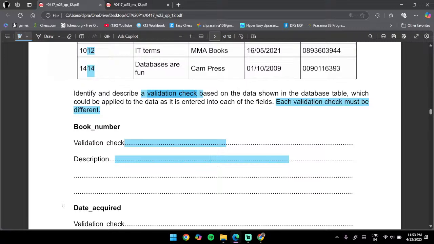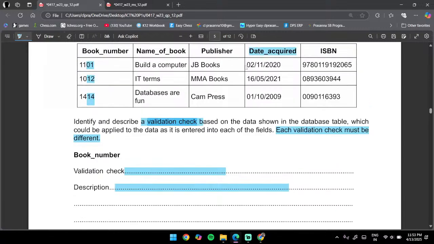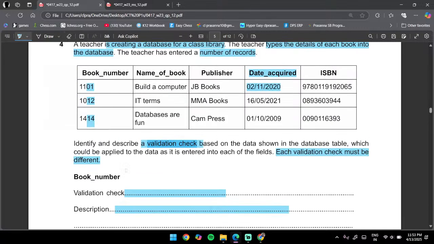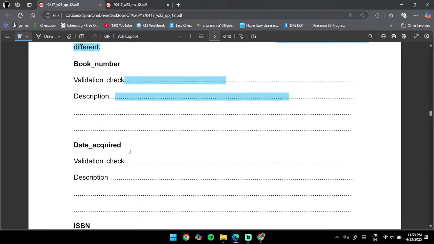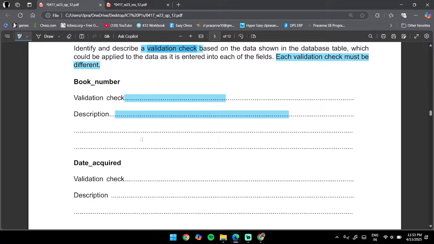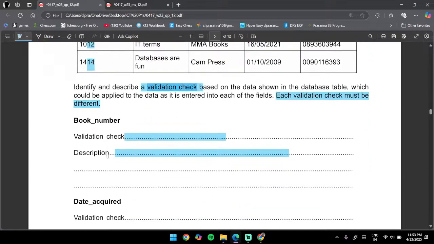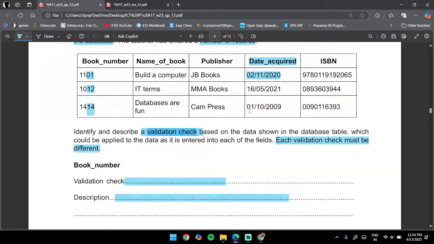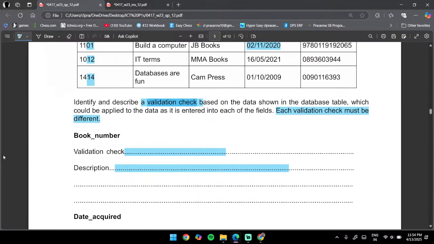Then coming to date acquired, for dates, the best one is to go for a format check. You can type that it should be in the format of dd slash mm slash yyyy, and you should get the mark. Another thing for dates, you could go for a range check. That means the dd part should be within the range of 1 to 31 maximum, and the month should be between 1 and 12. So those are some format checks that you could easily apply.